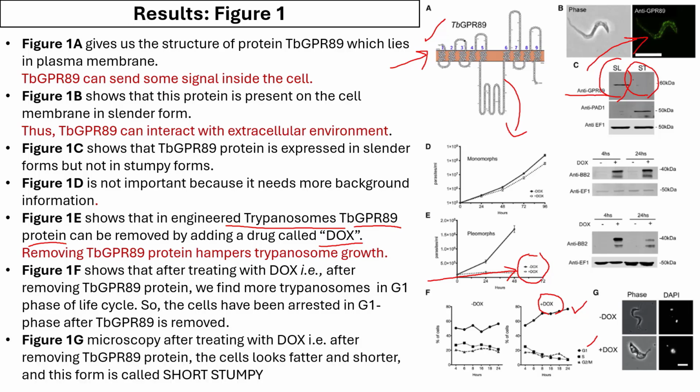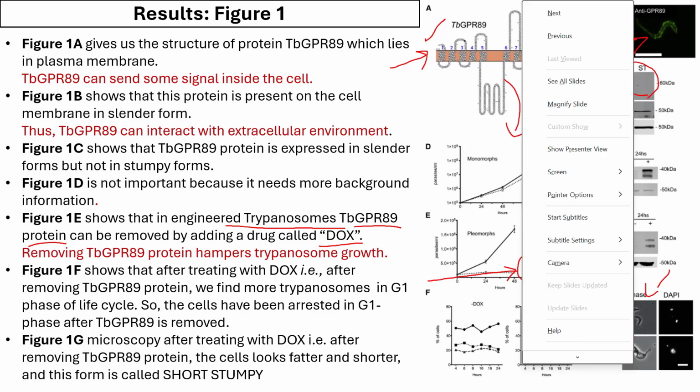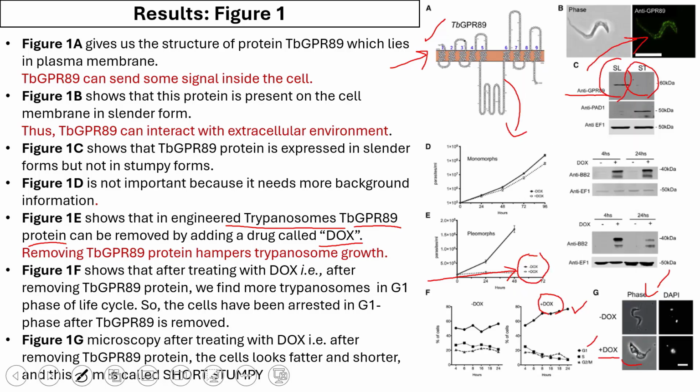So their findings of figure 1F are confirmed with microscopy, that once you remove GPR89 by adding the doxycycline drug, the trypanosome starts to look more like a stumpy form, rounder and shorter.